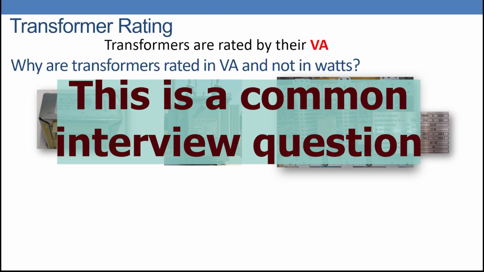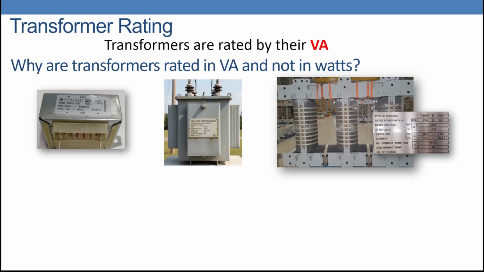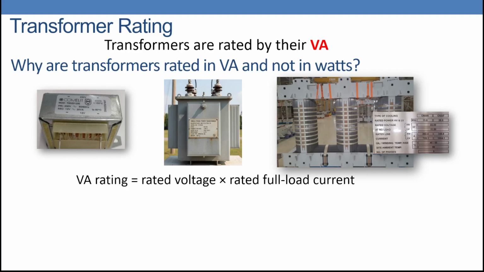A transformer is fundamentally limited by two quantities: the voltage it can safely handle and the current it can carry without overheating. So this is why we say the volt ampere rating equals rated voltage multiplied by rated full load current. This rating represents the transformer's maximum operating capability. The current flowing through the transformer windings produces copper losses, which cause heating. At the same time, the applied voltage determines the magnetic flux inside the core and influences core losses. So from the transformer's perspective, heating and insulation limits depend mainly on voltage and current and not directly on the actual real power consumed by the load.